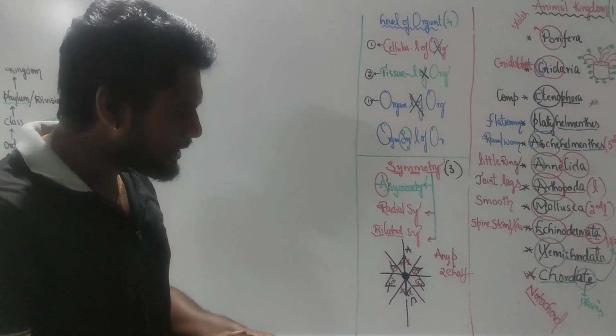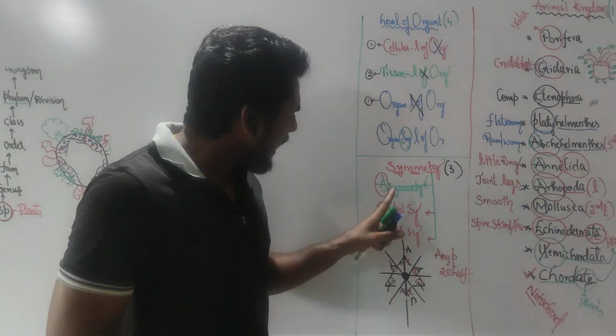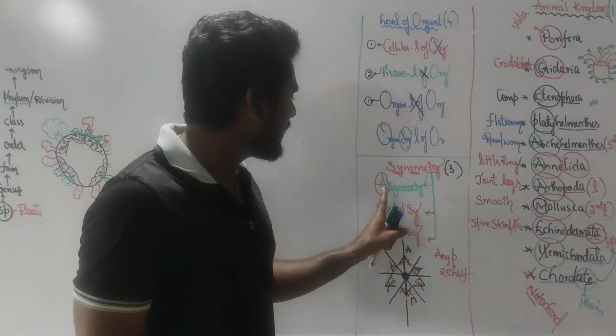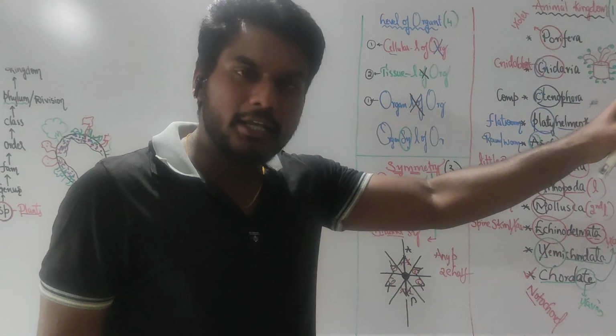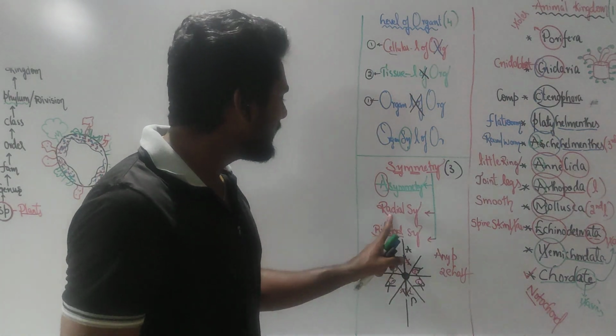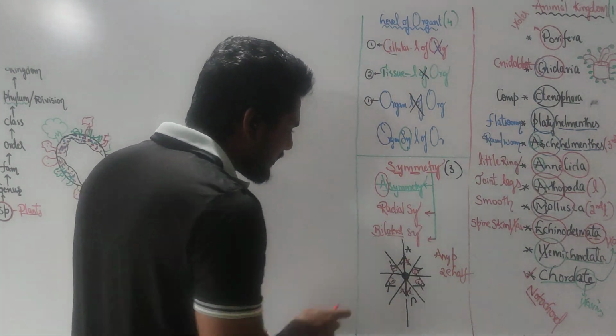Such type of symmetry is called radial symmetry. If you cut the animals in any plane and they won't divide into two equal halves, then it is asymmetry. If in any plane you cut those animals they divide into two equal halves, then it is radial symmetry. Next one is the third type of symmetry.